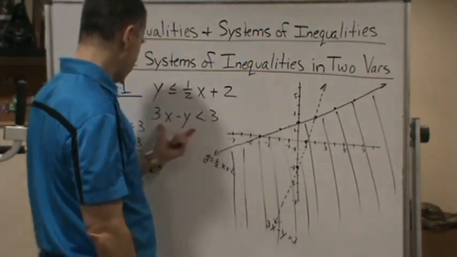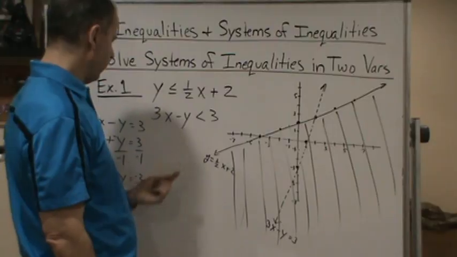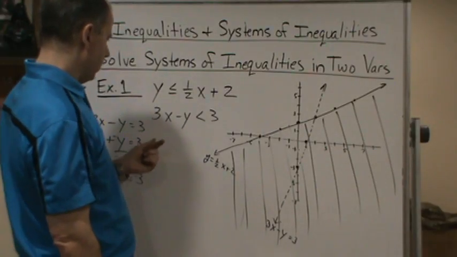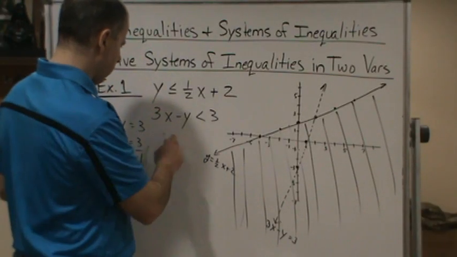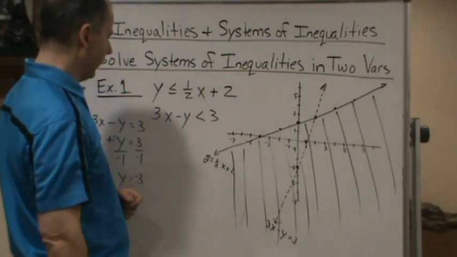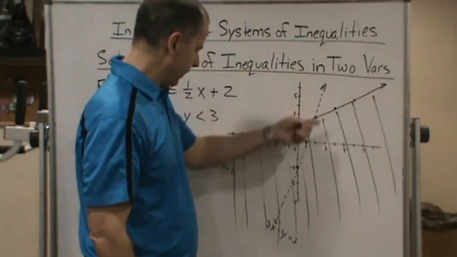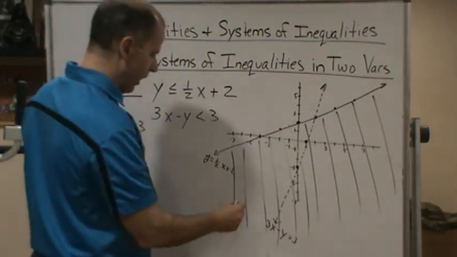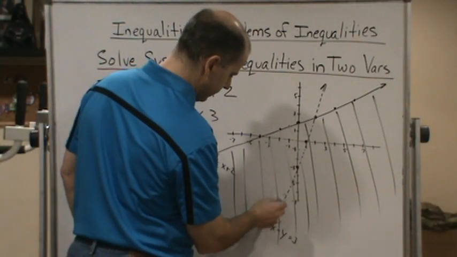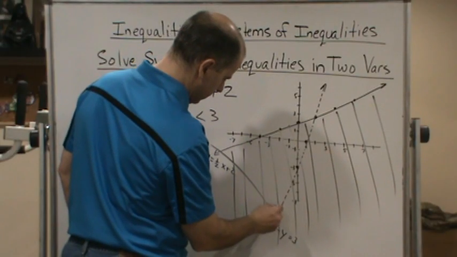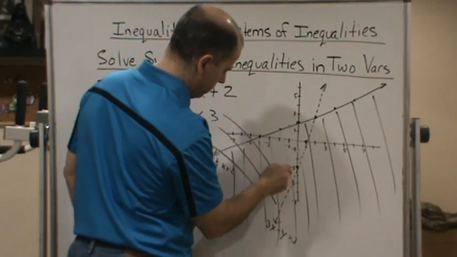Now let's test the origin for this one too. If we put in 0, 0, we get 0 is less than 3, which is also true. Which means for this line, we're shading above it, so everything on this side of the line. So let's do that.